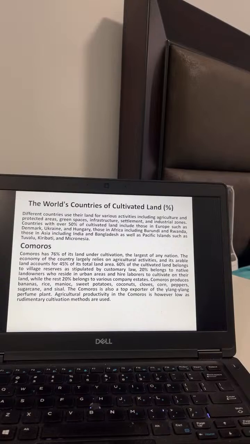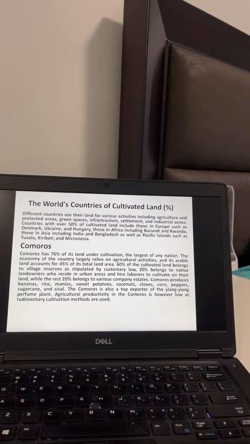Countries with over 50% of cultivated land include those in Europe such as Denmark, Ukraine, and Hungary, those in Africa including Burundi and Rwanda, those in Asia including India and Bangladesh, as well as Pacific islands such as Tuvalu, Kiribati, and Micronesia.